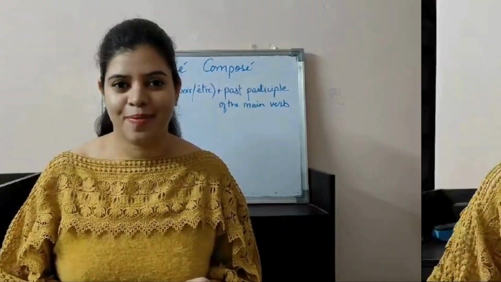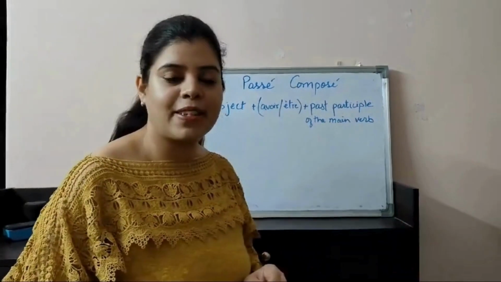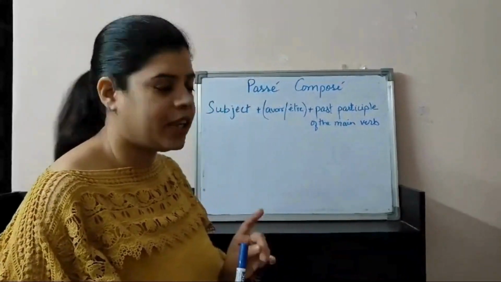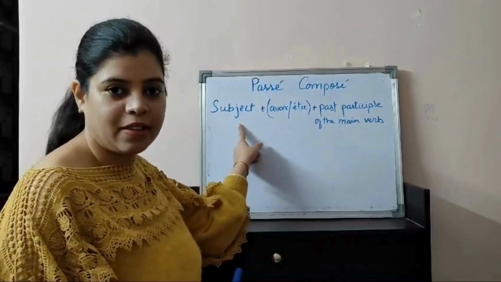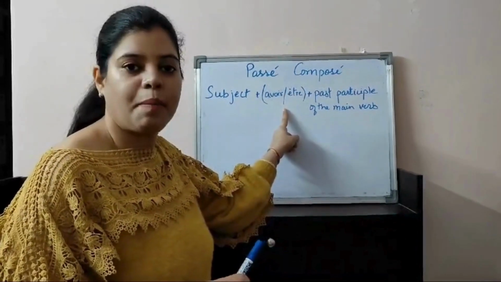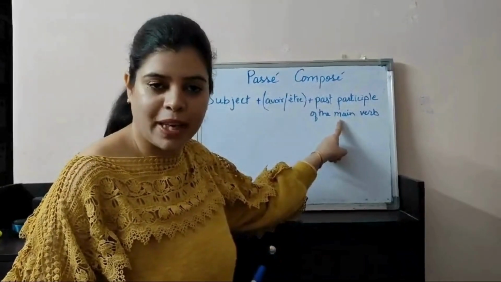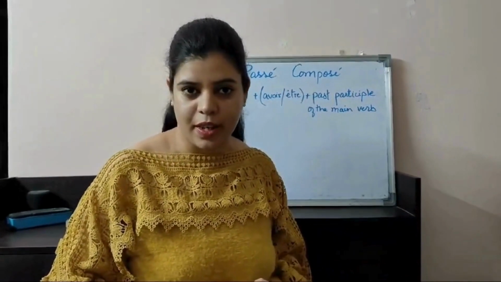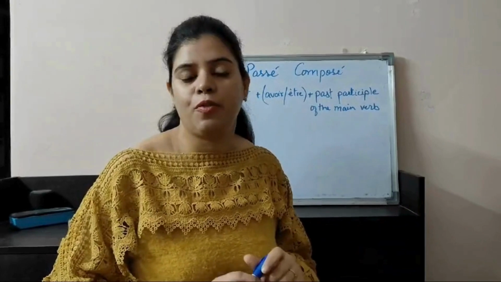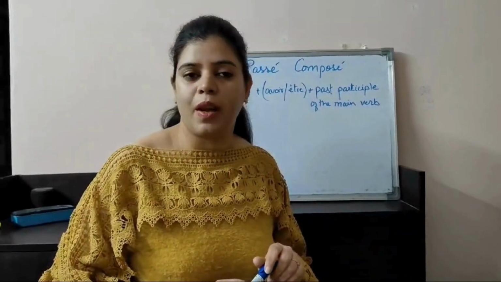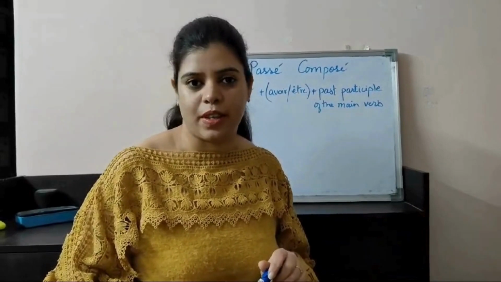So let's begin. As discussed earlier, passé composé is the past tense in French, and for the formation, we need subject plus the auxiliary verb, which could be either avoir or être, plus the past participle of the main verb. Now with most of the verbs, we use avoir as auxiliary, whereas there is a list of verbs with which we use être as auxiliary, plus with all the pronominal verbs, we use être as auxiliary.